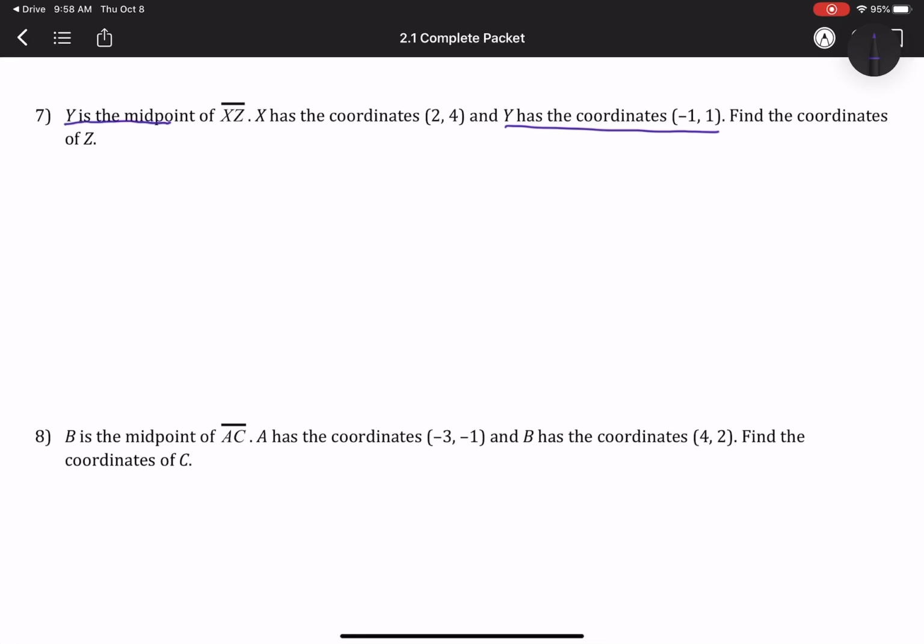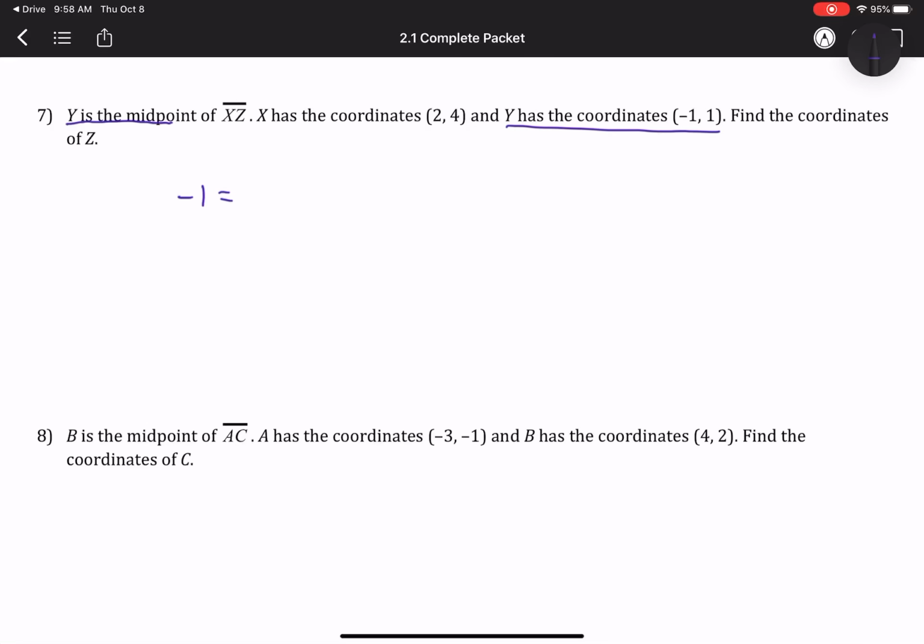So I have my end result, y, for my x. X is -1, and that is equal to, from the midpoint formula, my x1 of 2 plus my unknown x from my z point. So I'm going to call that x2, divided by 2. And this is where z has the coordinates of x2, y2.